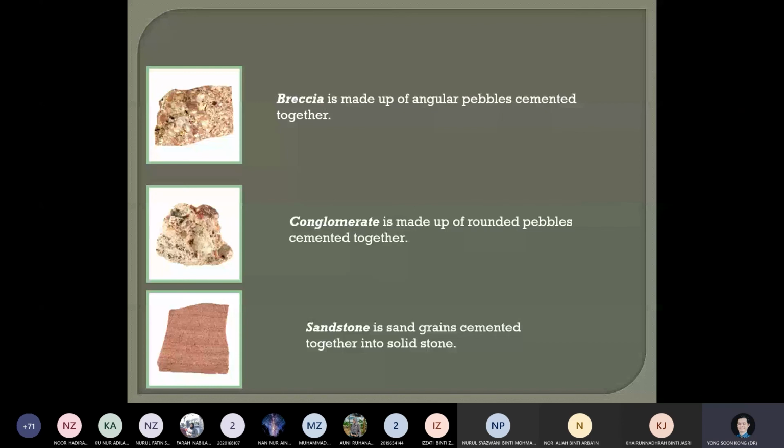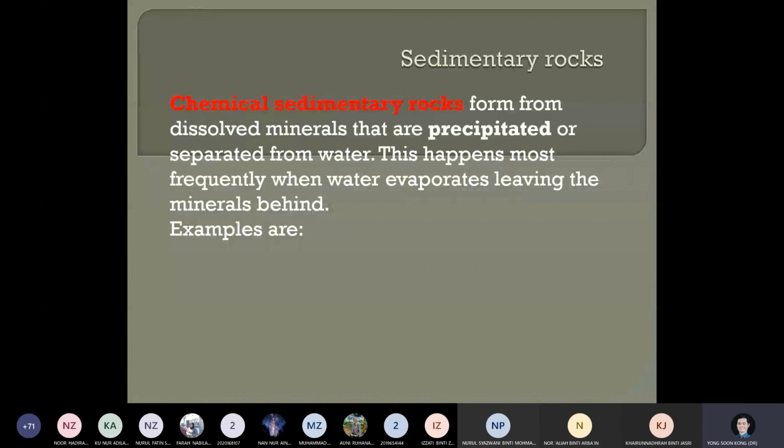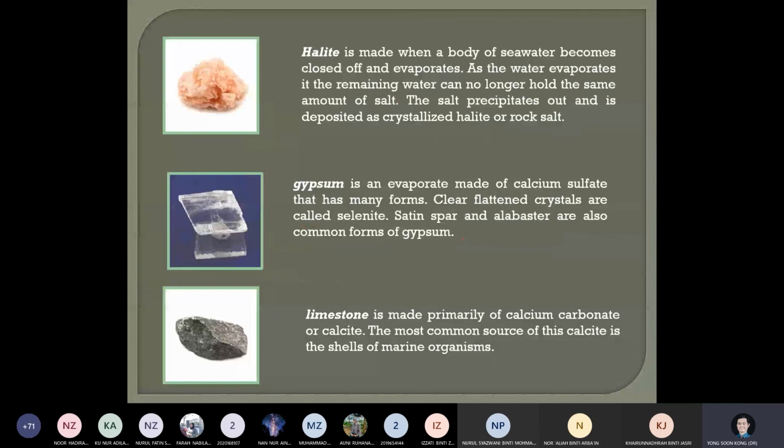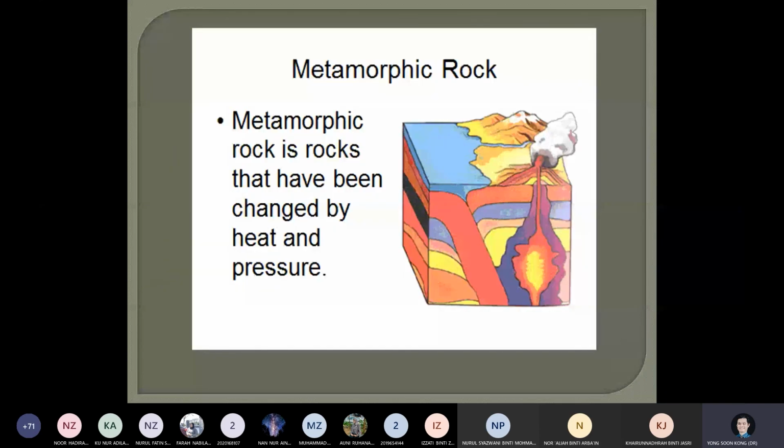Because I know if I read it, you're going to fall asleep. So these are just examples, which I want you to read yourself. And I will stop here for a while, just to explain to you what is metamorphic rock.